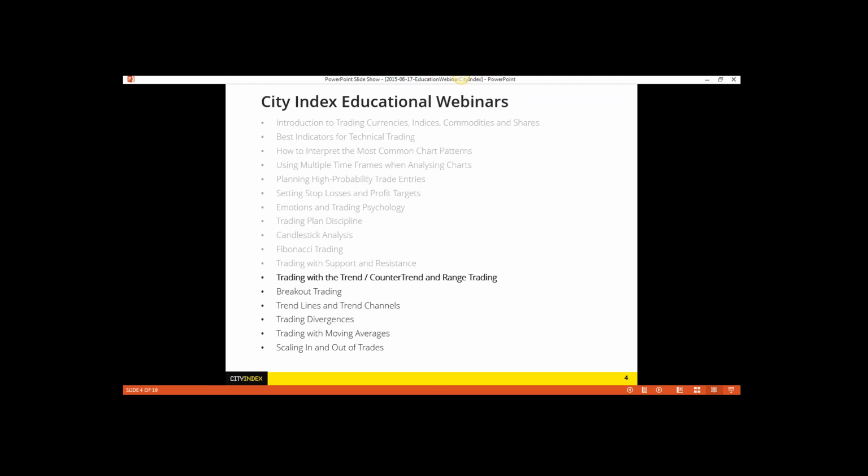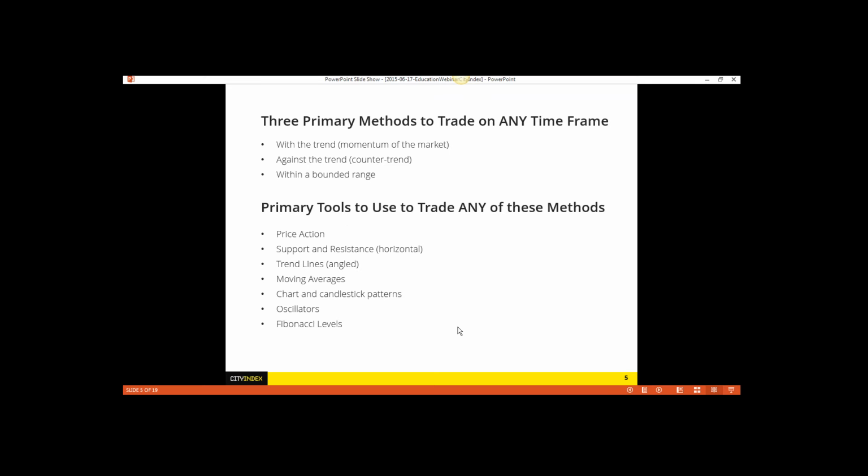And then from there, we're going to get really granular in terms of trend lines and trend channels, which I'm going to introduce a little bit today. We're then going to be talking about trading divergences, which are divergences between price and momentum. And then trading with moving averages, which I'm, again, going to be introducing today. And then scaling in and out of trades. As I mentioned, this is an ongoing series, so we're going to be moving forward with a lot of different topics from here. But this is for the foreseeable future, next couple of weeks, next couple of months. Okay, so let's get started with trading with the trend and counter trend and range trading.